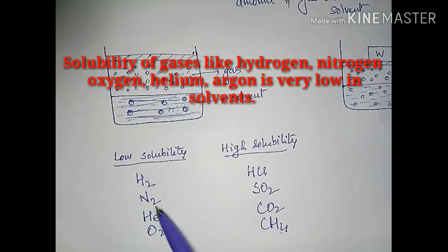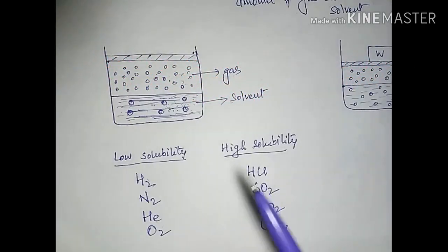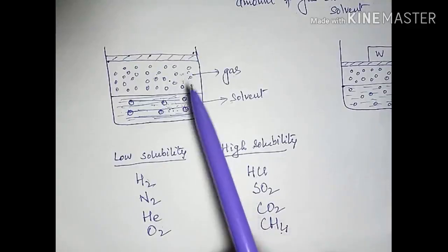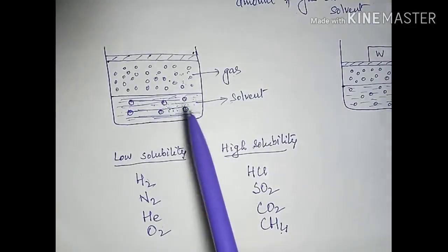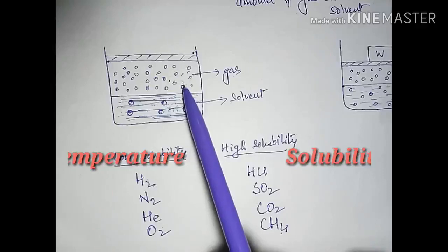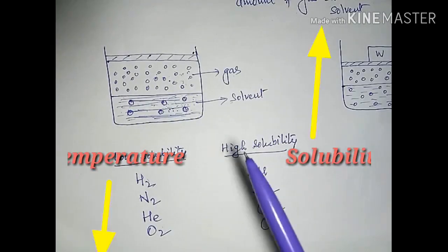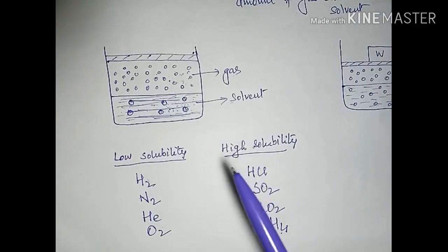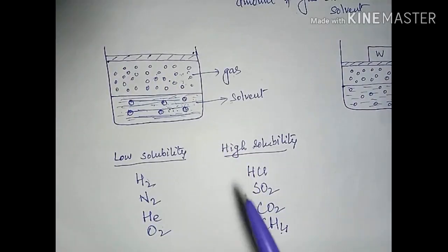So we'll discuss these things later on in the video. The first factor was the partial pressure, the second was the nature of the gas, and the third factor is temperature. Solubility of the gas also depends on the temperature. At higher temperature the solubility is low, and at lower temperature the solubility is high, meaning more gas will dissolve at lower temperature in comparison to higher temperature. So we'll discuss these things in this video.